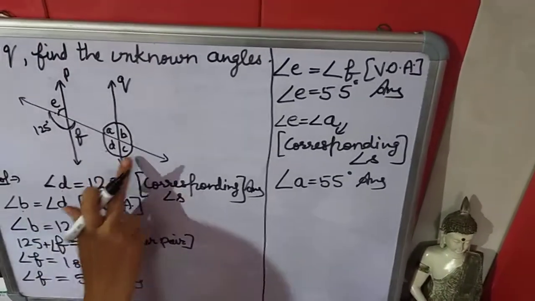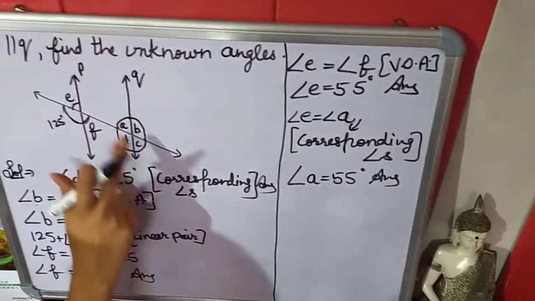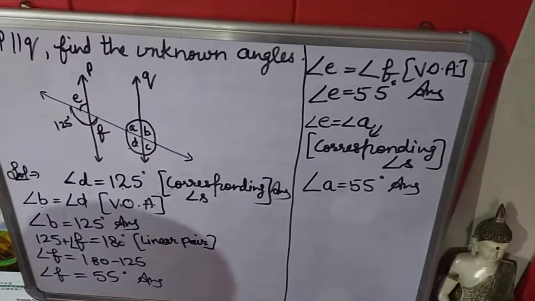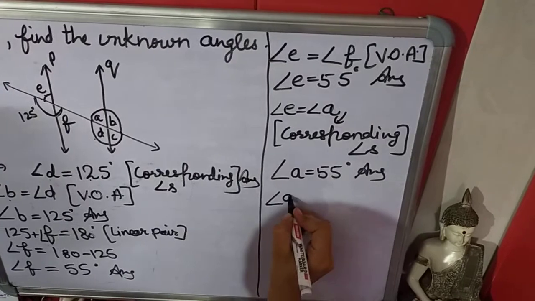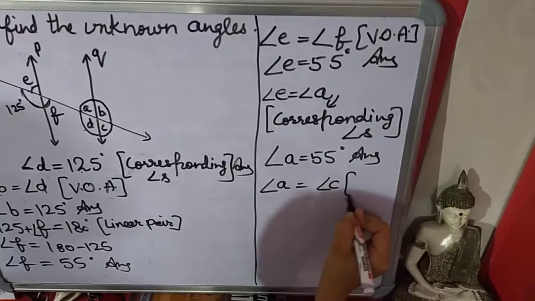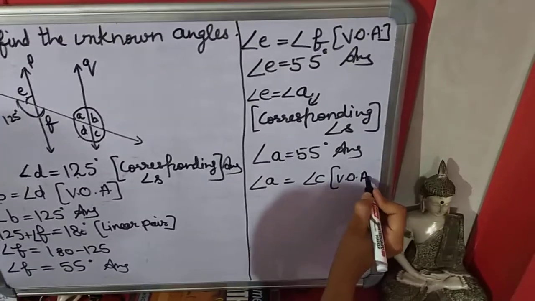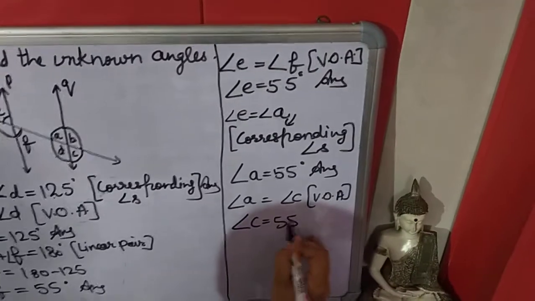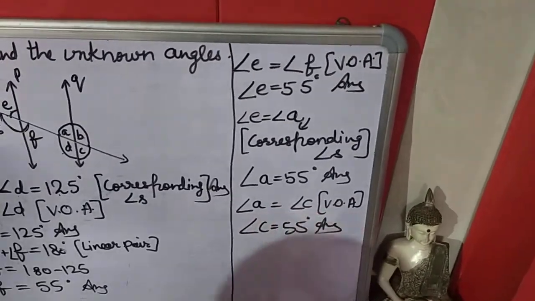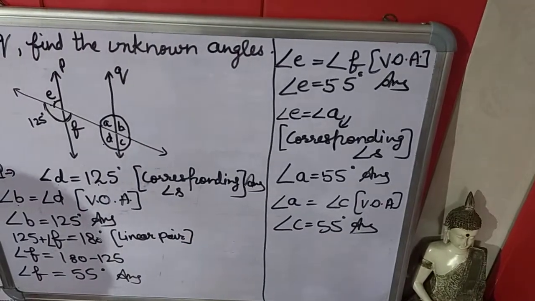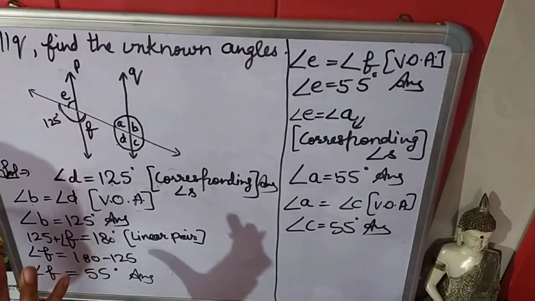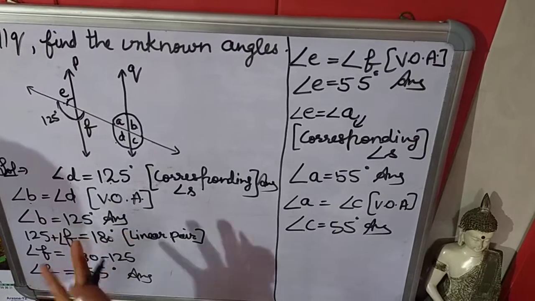Now only one angle is left, C. Now angle A and angle C again both are vertical opposite angles. So angle A is equal to angle C. Reason is vertical opposite angles, and value of A is 55. So angle C is also 55 degree. Now these type of question you have to do like this, using property and find out the angle.